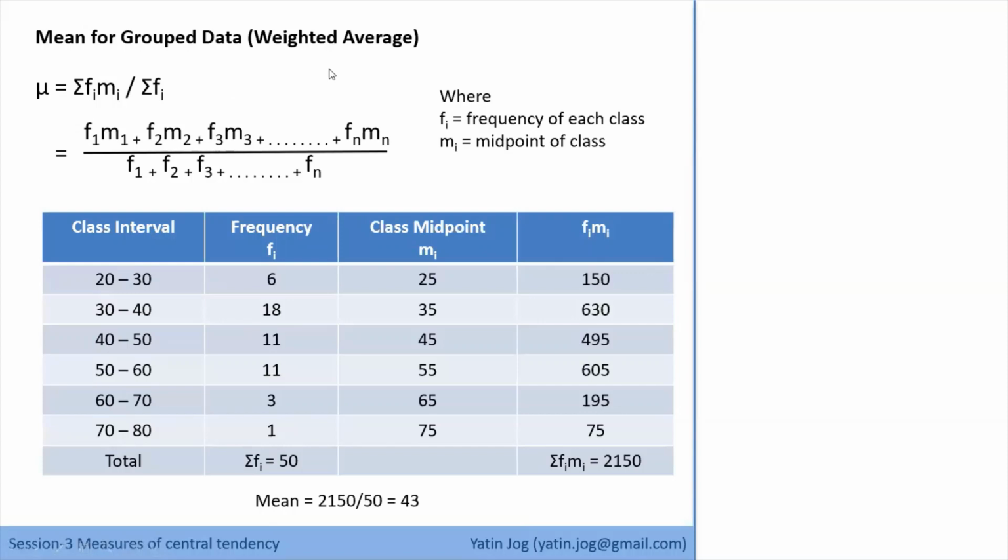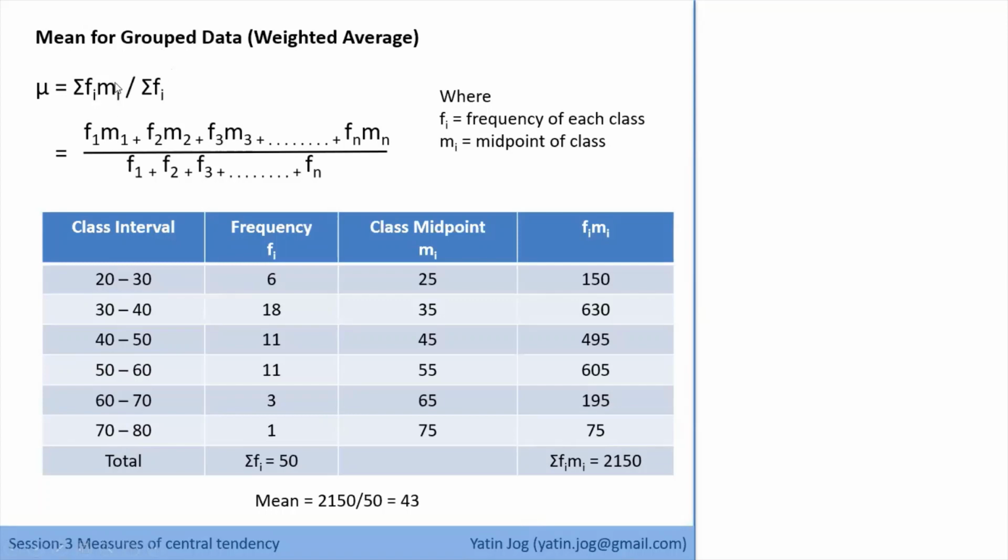Now mean for group data, which is also called weighted average. Whenever we deal with group data, we have to consider the class midpoint. Consider, for example, this data. The formula is summation of Fi Mi, where Mi is the class midpoint. The individual class interval's frequency into the class midpoint, summation of all these products, is my numerator, and summation of all frequency values is my denominator. That is the formula for calculating the mean of group data.